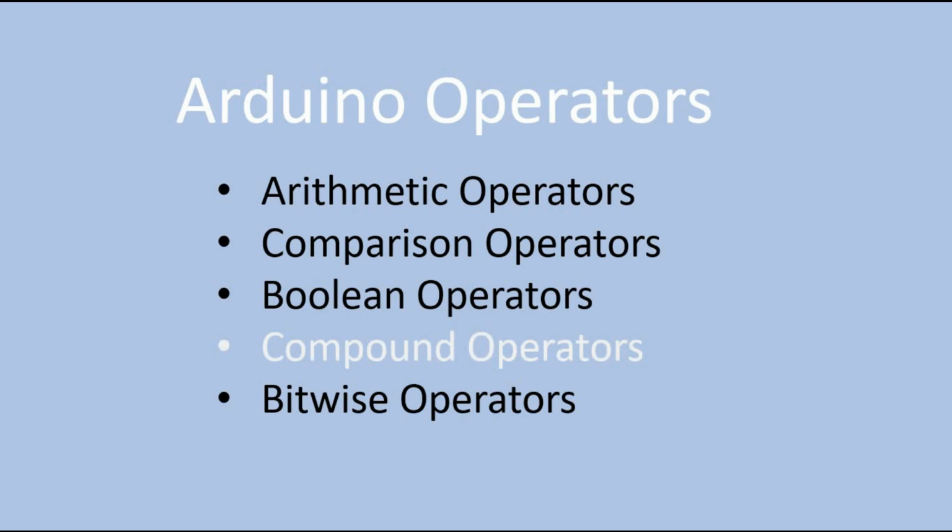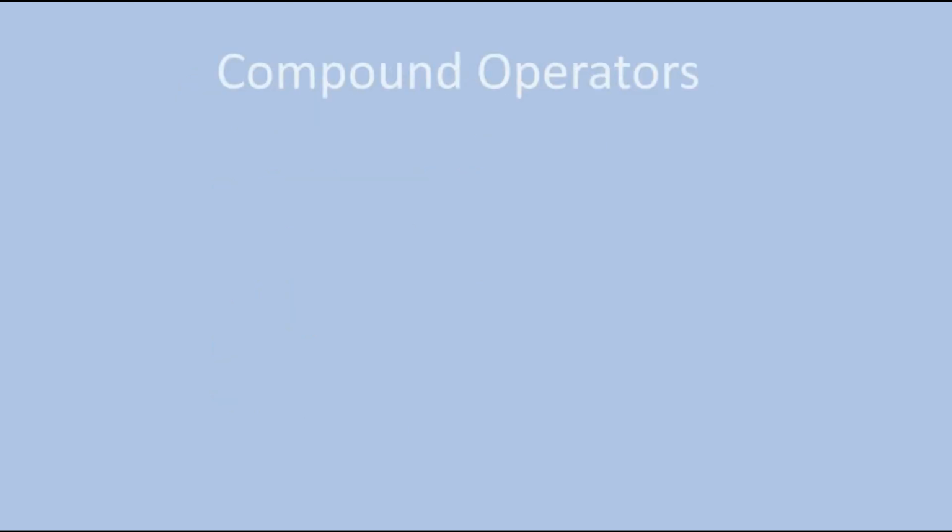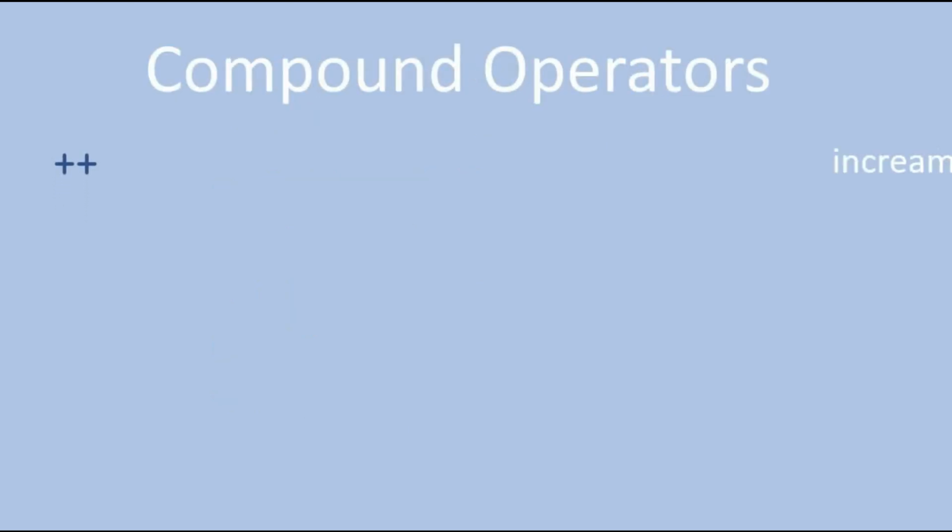The word compound means a composite of 2 or more things. Similarly, the compound operators are also a composite of 2 operators. Here is the list. Increment operator. It compounds assignment with addition. So a statement where we are adding 1 to variable a can be replaced with a statement like this. Decrement operator works the same way, but for the subtraction by 1.